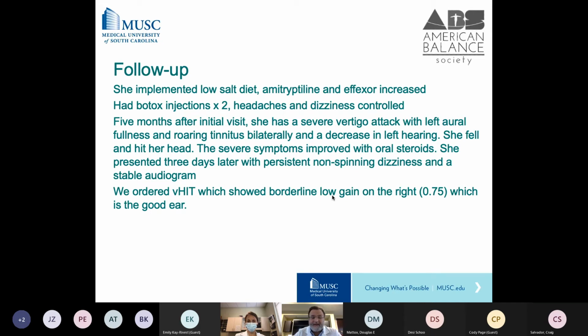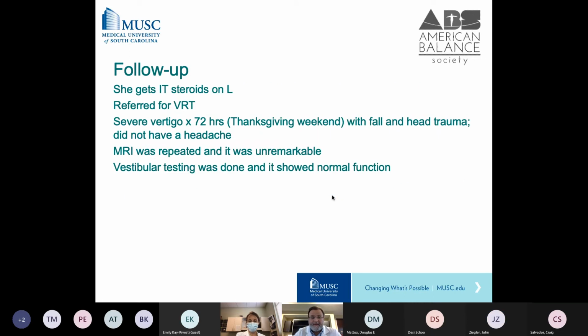She presented 3 days later with persistent non-spinning dizziness and a stable audiogram. Her video head impulse test showed a borderline low gain on the right, which is the good ear. So we proceeded at this point, the headaches have been in control, and she still got severe episodes. So we did a steroid injection on the left side, started her on vestibular therapy. She had another bad vertigo attack, and her attacks were always followed by a fall, and she would injure herself. Her MRI was repeated. It was unremarkable. Vestibular testing was done in the interictal period, was normal.